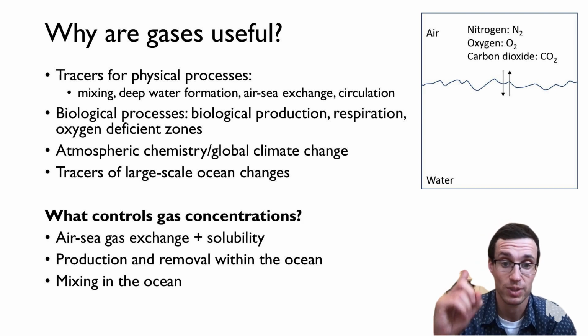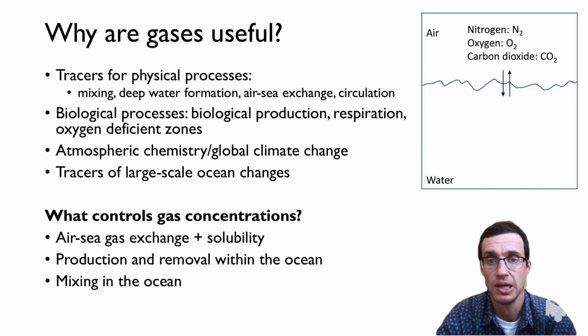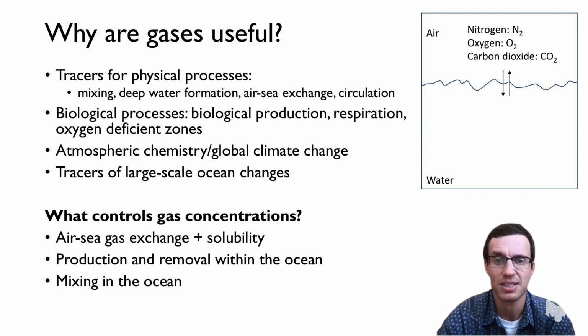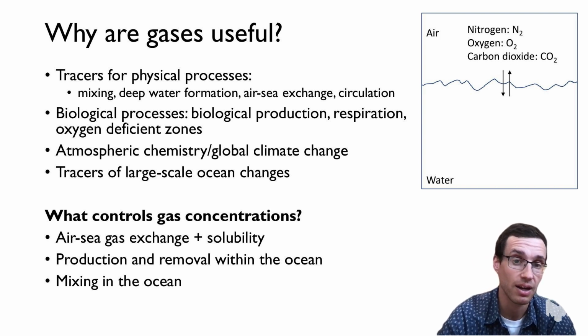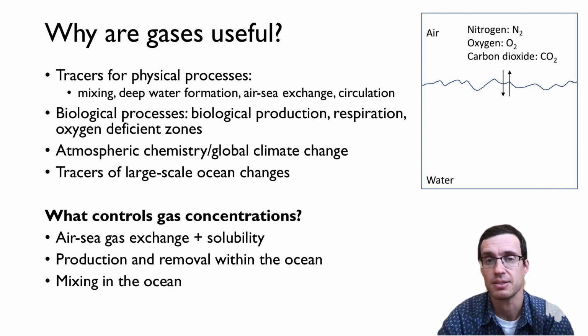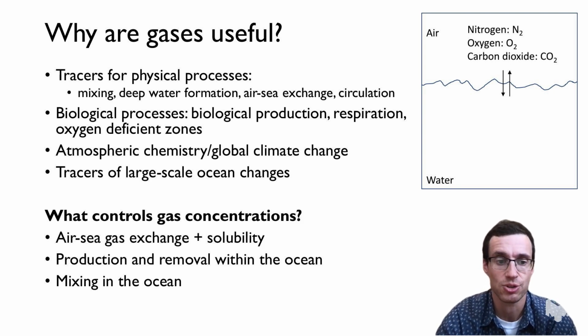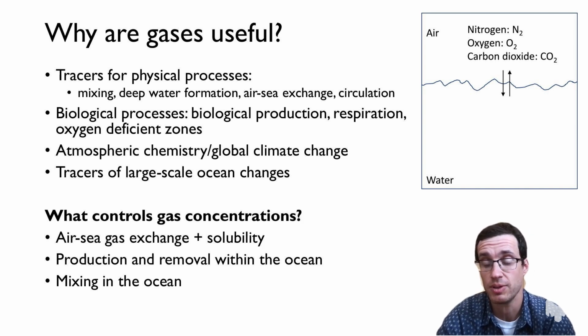And so in this really idealized schematic up above me, we have air and water. And in the air, we mainly have oxygen, nitrogen, argon, which isn't listed there, but is present about 1%, and carbon dioxide, CO2, that you've likely heard about a lot. And so what we want to know is why do these gases move in between the water and air, and what controls that?